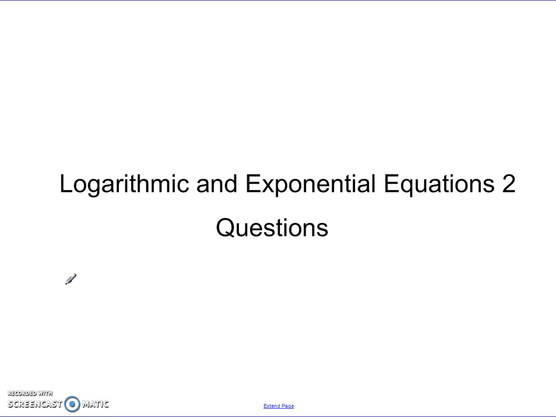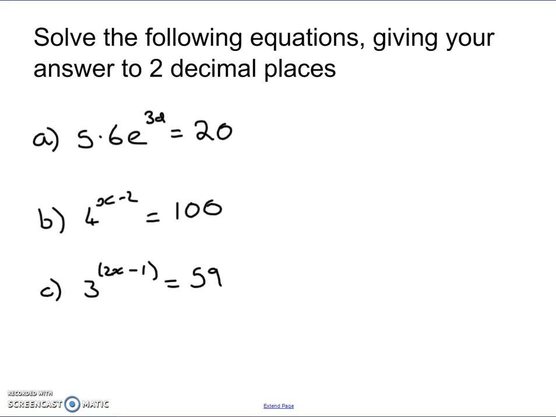So here are the questions for you. First, I want you to solve the following equations, giving your answers to 2 decimal places for each of these 3 exponential equations. So the first one, 5.6 e to the power of 3d equals 20. Second one, 4 to the power of x minus 2 equals 100. And the third one, 3 to the power of 2x minus 1 equals 59. So pause the video and have a crack at them, come back and check your solutions.